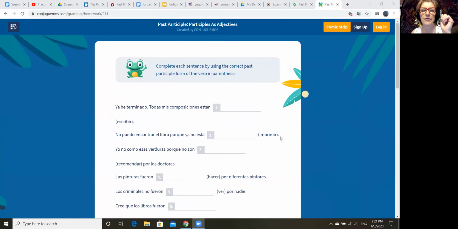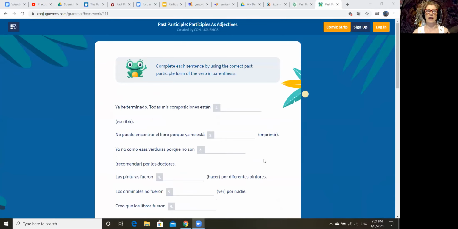I'll give you the link for this. And don't worry about whether this is a straight use with estar, or is it a passive voice? Don't worry about that stuff. Just worry about getting the right form, matching up the participle with the noun that it's talking about.